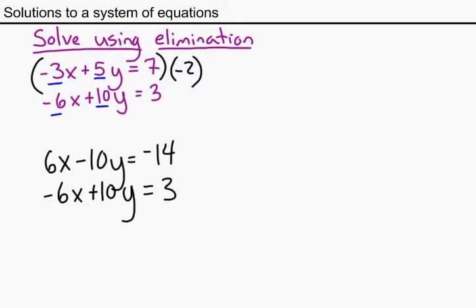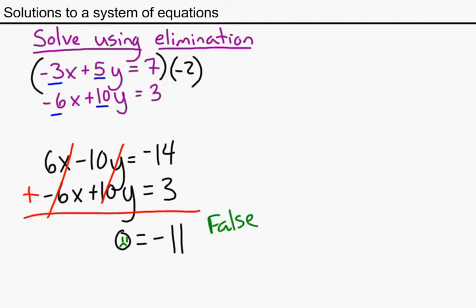I get what I want with the additive inverses on the x's, 6 and -6, so those cancel out. And I also get -10 and +10 for the y's, and those cancel out, which leaves me with nothing on that side of the equation, or 0. On the right-hand side, when I add -14 and 3 together, I get -11. Notice how all the variables cancel out. No x's, no y's left in the problem. And I'm left with a number statement. 0 equals -11. And I'm pretty sure that 0 does not equal -11.